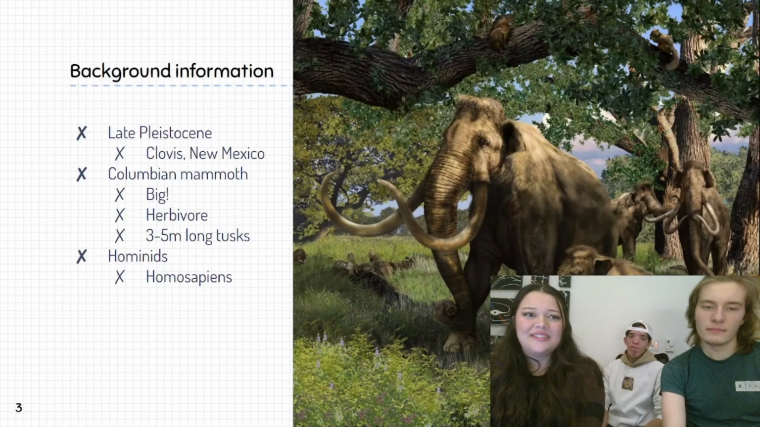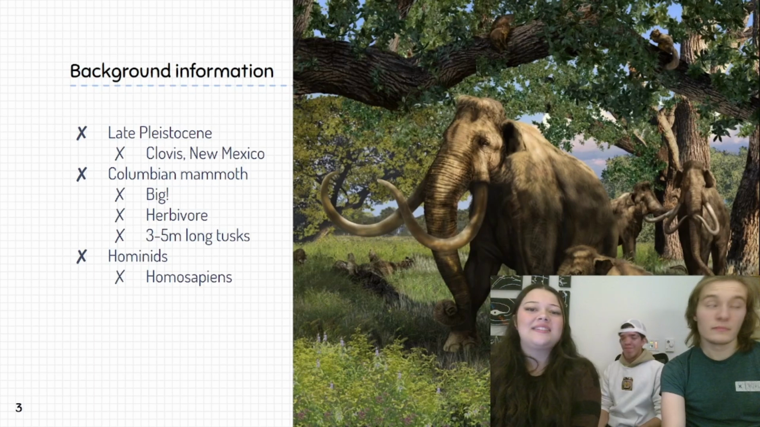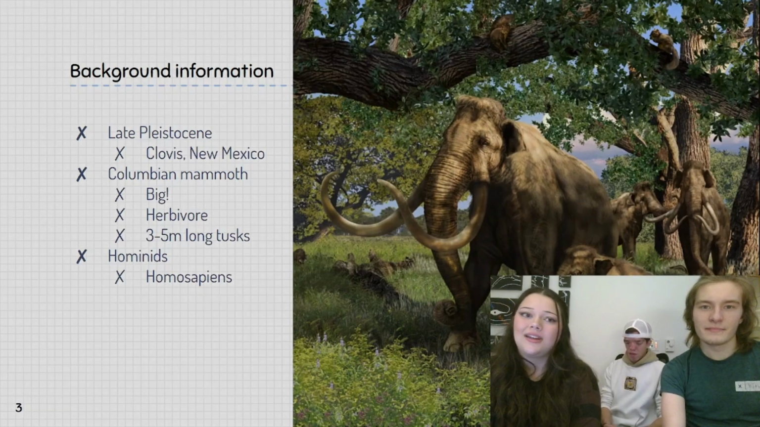So, this is set in the late Pleistocene in Clovis, New Mexico. The mammoths we will be talking about are the Columbian mammoths. They were some of the biggest mammoths. They had really long tusks, and fortunately for us, they were herbivores. The hominids at the time were Homo sapiens. Although there were Neanderthals, they were not on the North American continent yet.